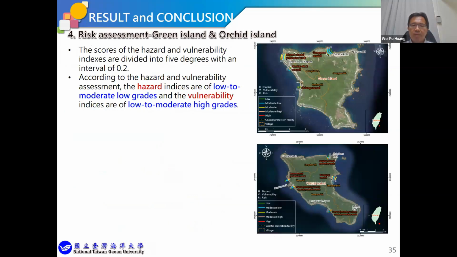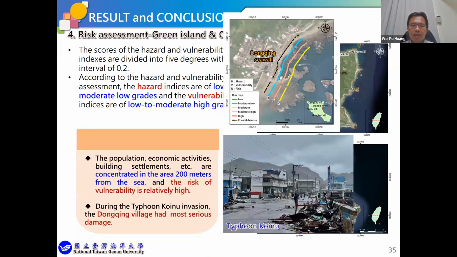Here are the risk maps for Green Island and Oki Island respectively. It is evident that vulnerability plays a predominant role in influencing overall risk. The density of population, economic activities, and building settlements within 200 meters from the sea contributes to a relatively high vulnerability risk. For example, during this year's Typhoon Koinu invasion, Dongji village suffered the most severe damage, primarily attributed to the proximity of residents to the coast.